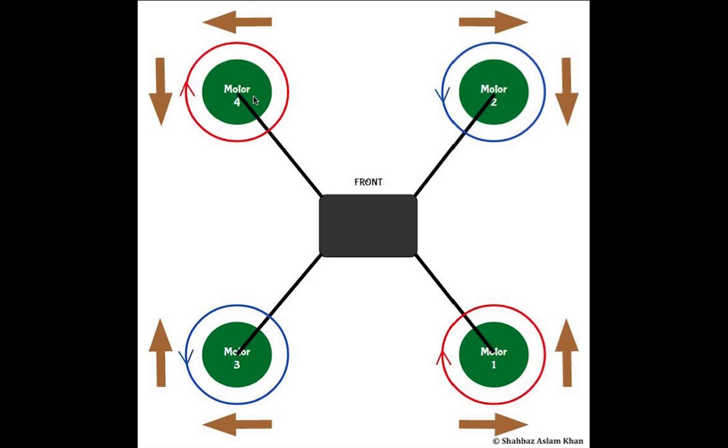If you want to raise the back side of the quadcopter and you want to pitch the front downwards, then you have to increase the speeds of these two motors, 1 and 3.